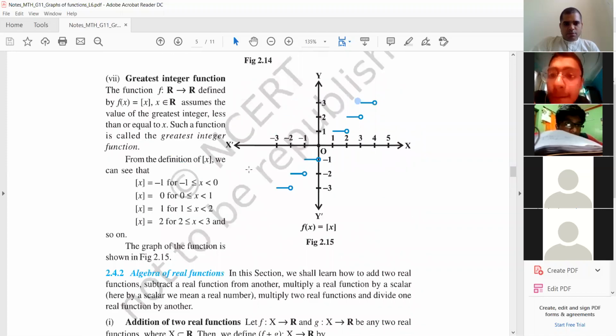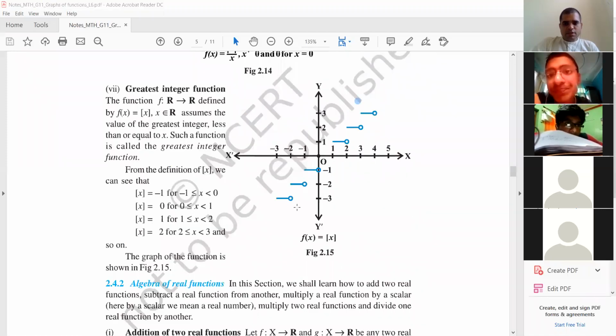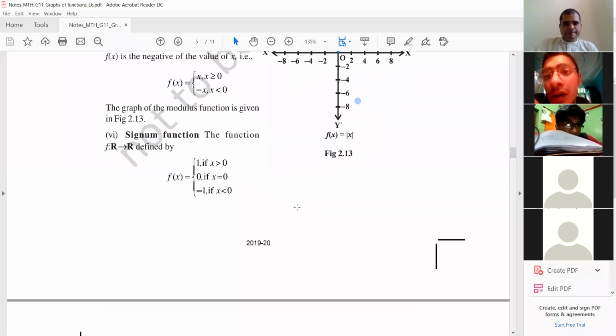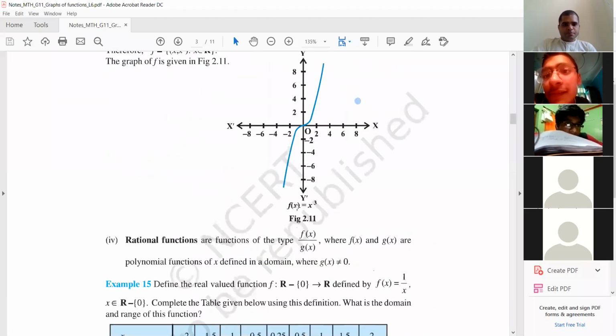So now we come to the polynomial function. Before that, we will do some exercises.